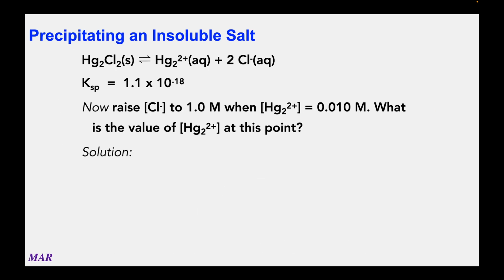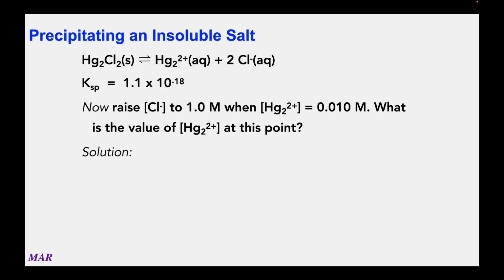So we've decided we're going to go for it. We're going to raise the chloride level now to 1.0 moles per liter. And again, initially the mercury concentration is 0.010. So we want to know how much mercury is going to be left in solution when the chloride has been raised to 1.0 moles per liter.